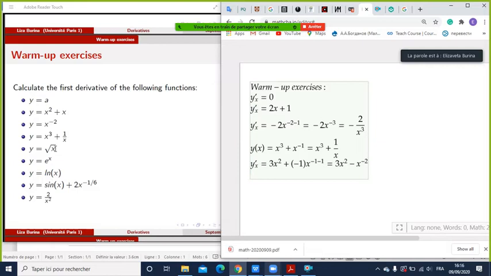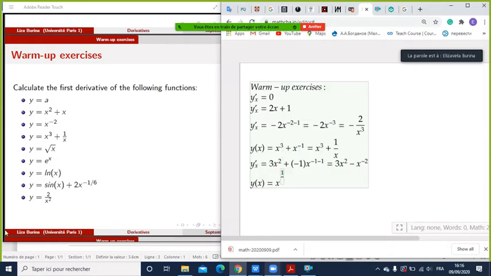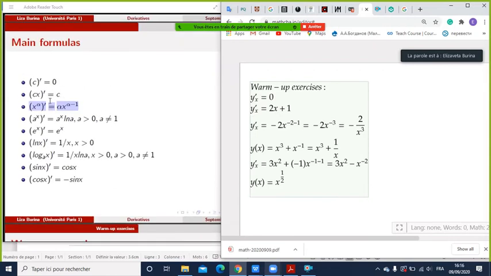In my view, you should never memorize something that you can understand. So, what is a square root of x? It is x to the power of 1 over 2. So, I can write it here: y of x is equal to x to the power of 1 over 2. And now follow the same logic, the same formula we have, this one.